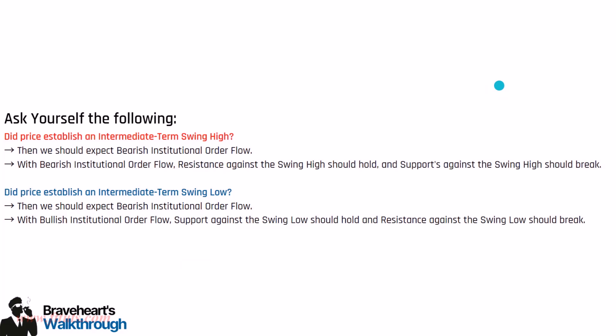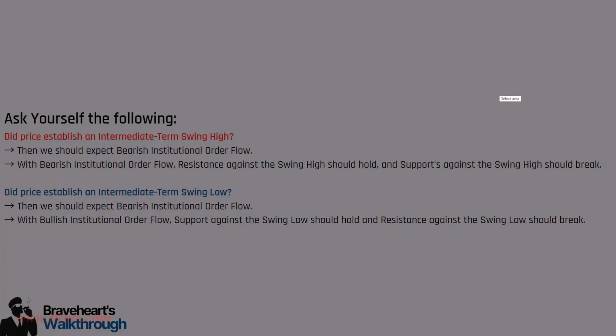Ask yourself the following. Did price establish an intermediate term swing high? This is not following the example, but this is what you want to ask yourself when you're in front of the charts. Did price establish an intermediate term swing high? Then we should expect bearish institutional order flow. With bearish institutional order flow, resistance against the swing high should hold and support against the swing high should break.